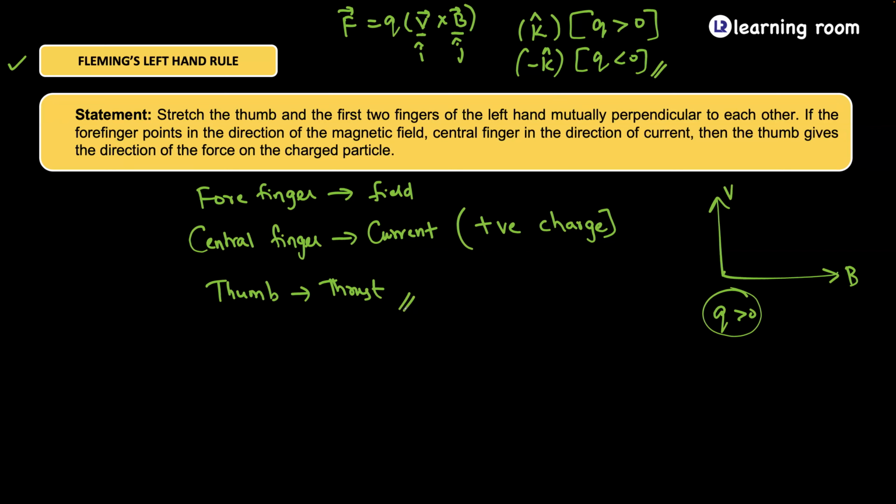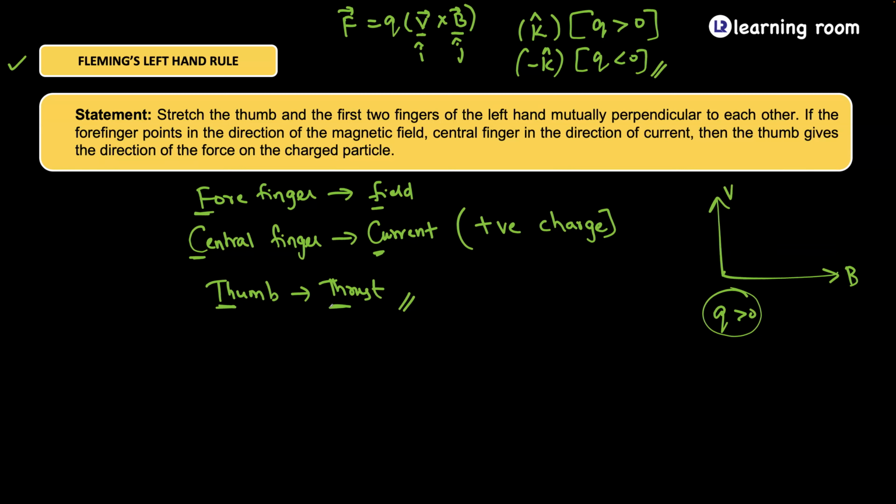So when you extend the three fingers mutually perpendicular to each other, the forefinger represents the direction of field, and the central finger represents the direction of current. You can remember it like this: forefinger F, F; central finger C, C; thumb TH, TH. Now, when you try to find the direction, don't stretch all three fingers simultaneously and keep rotating your hand. Go in an order.